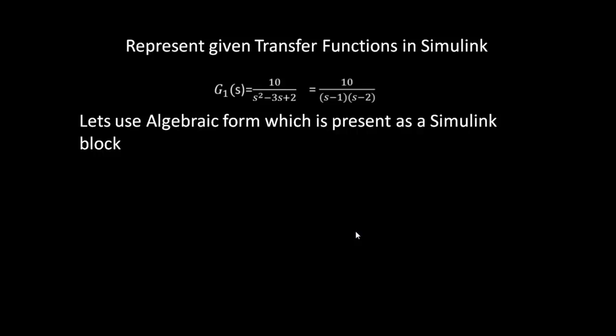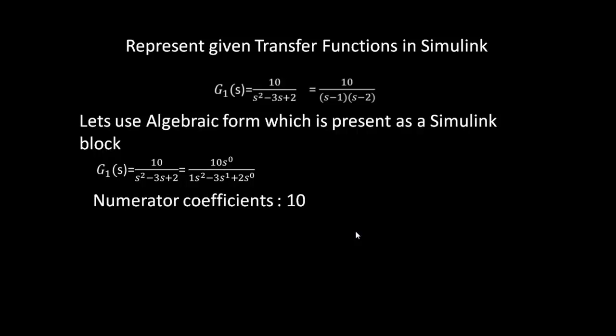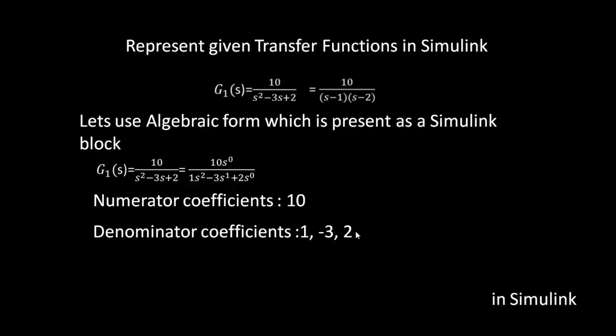The default blocks that we are going to use are for algebraic form. When we take the first example that we took earlier, G1 of s equals 10 divided by s square minus 3s plus 2, the numerator coefficient is 10, and the denominator coefficient is 1, minus 3 and 2, as we discussed earlier. Now we are going to see the representation of the same in Simulink.